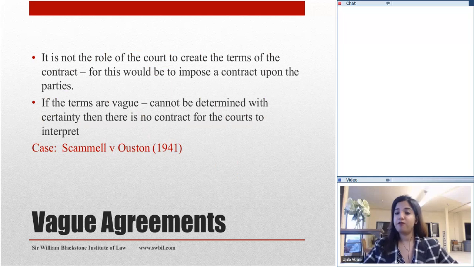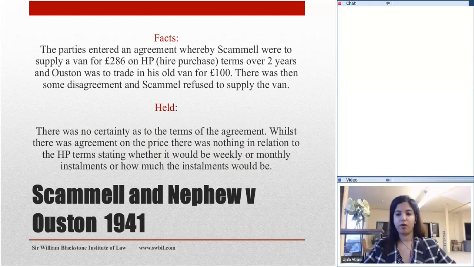And if the terms are vague, they cannot be determined with certainty, then there is no contract for the courts to interpret. So keeping that in mind, you have to look at the cases on vague agreements. And our main case in this section is Scammell versus Alston. Okay, so Scammell and Nephew versus Alston, and it was decided in 1941.